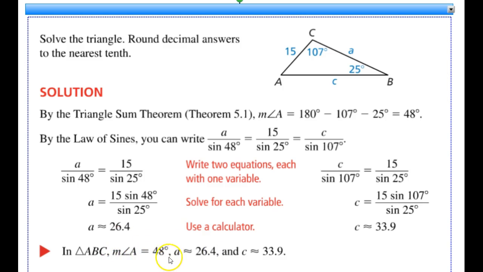So I found angle A first, and then I also found the side lengths of A and C, all just using my law of sines and finding that third angle by subtracting from 180. Now I can do this in any order, but I always want to find the easiest ones first that will help me then find the other missing information that I need.